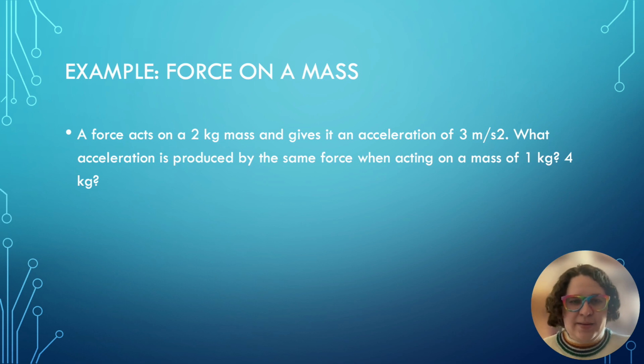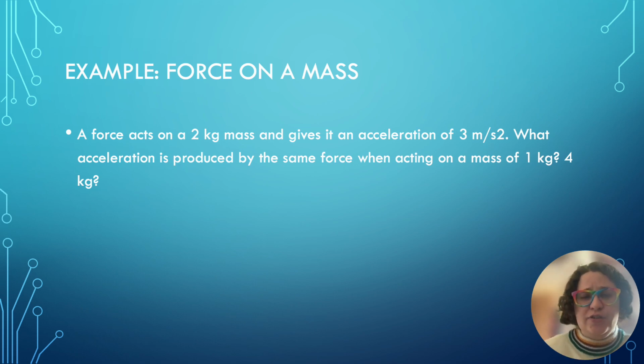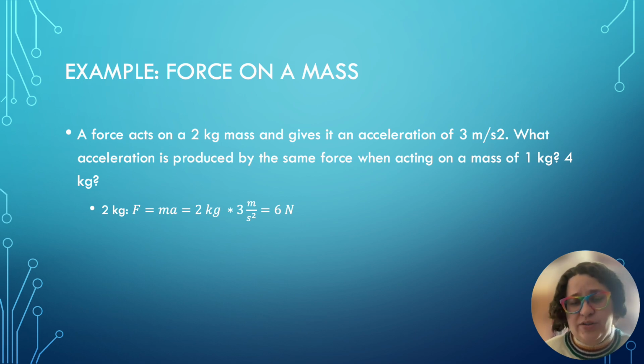All right, so for this example, we have a force acting on 2 kilograms, and it gives an acceleration of 3 meters per second squared. What acceleration is produced by the same force when acting on a mass of 1 kilogram? And then what if we have a 4 kilogram mass instead of our 1 kilogram mass? So first we need to find the force acting on this 2 kilogram mass. And we have F equals ma is equal to 2 kilograms times 3 meters per second squared for a force of 6 newtons.